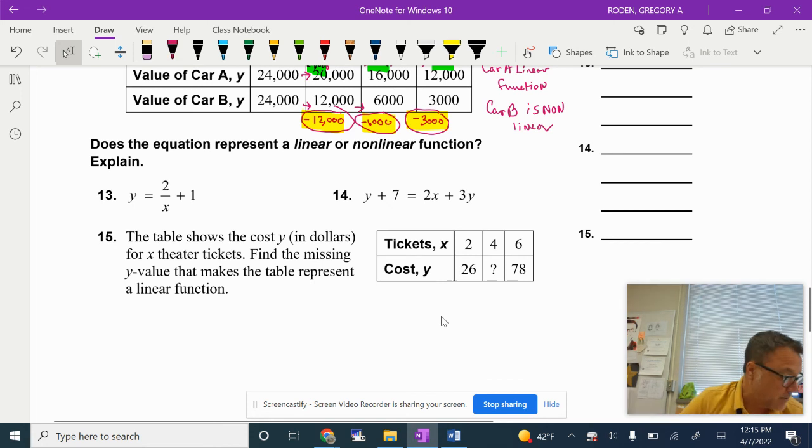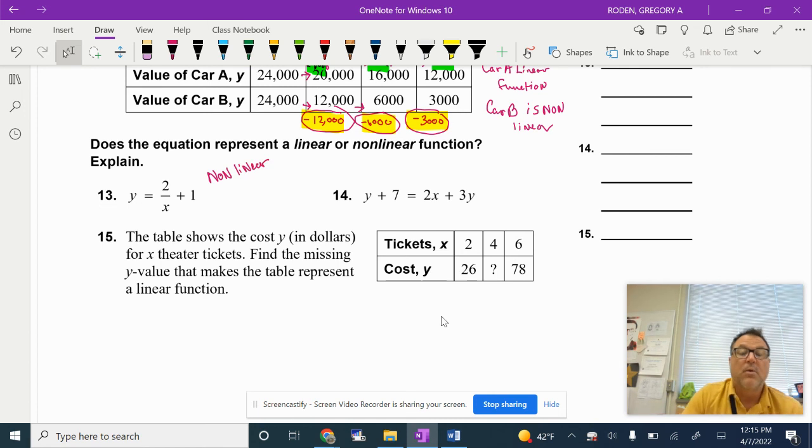All right. So let's take a look at number 13. Is 13 a linear function? Yes. Okay. So I'm going to tell you right now, 13 is nonlinear. And I'm going to tell you why it's nonlinear right now. What makes 13 nonlinear is x is in the denominator.